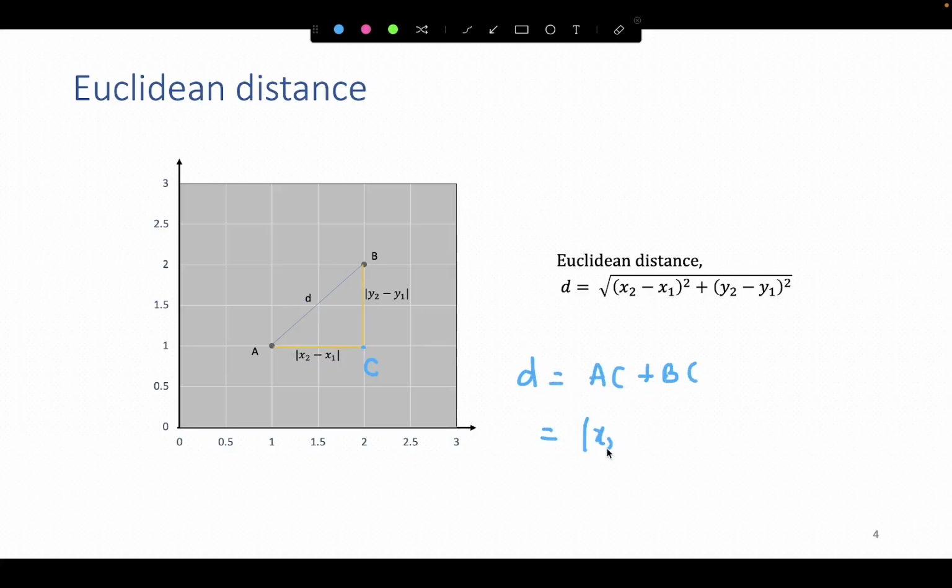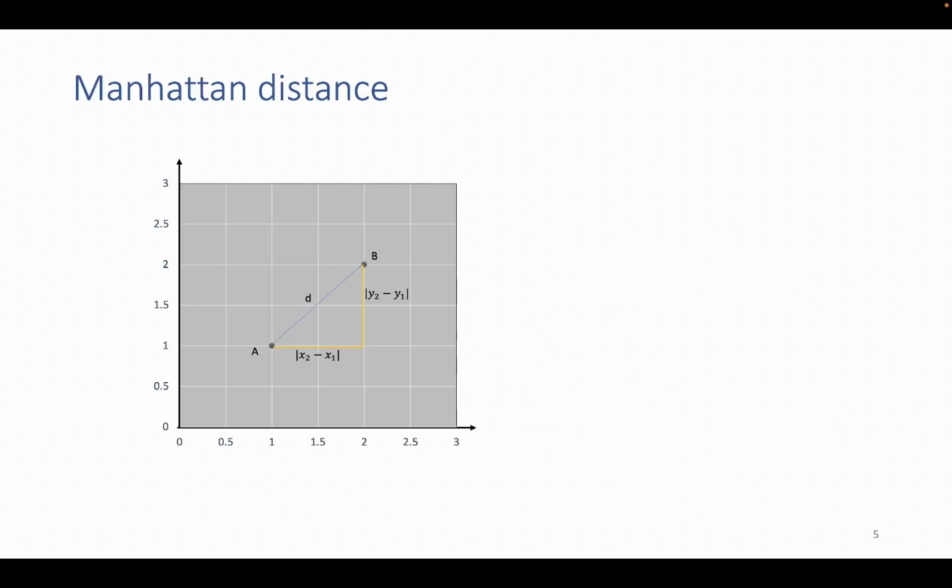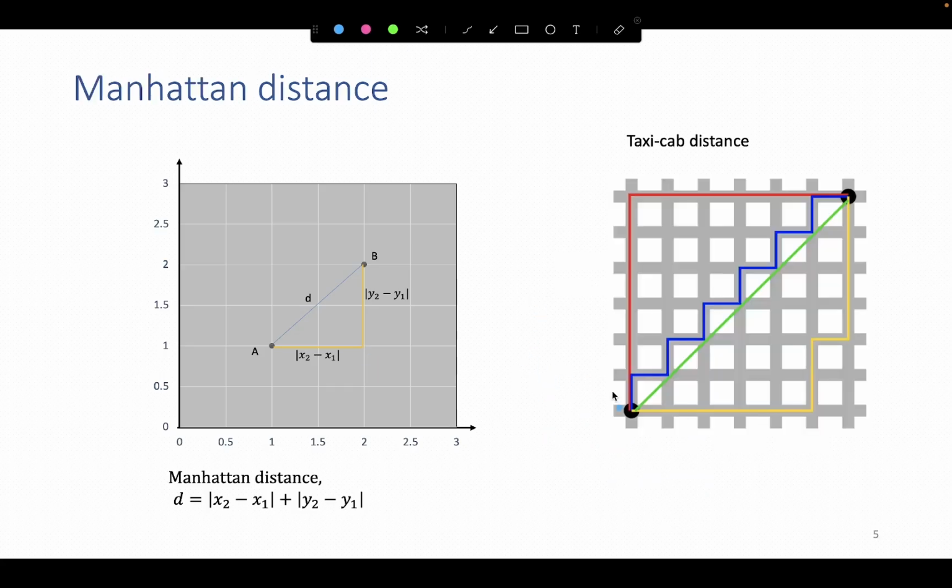AC is going to be x2 minus x1. BC is going to be y2 minus y1. So this new distance that you have computed just now is called Manhattan distance, or also called taxi cab distance. So these yellow sides of the triangle I have summed up in order to produce this new distance metric called Manhattan distance. So Manhattan distance is also called taxi cab distance.